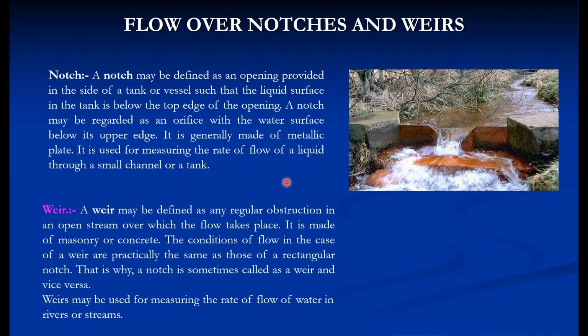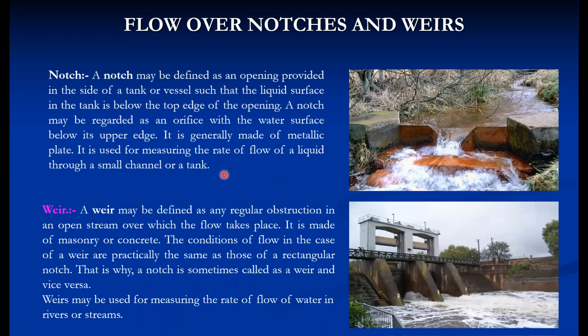Secondly, a weir works on the same principle as a notch, but it may be defined as a rectangular regular obstruction in an open stream over which the flow takes place. It is made up of masonry or concrete. These are provided especially for measuring the discharge. The conditions of flow in the case of a weir are practically the same as that of a rectangular notch. That is why a notch is sometimes called a weir and vice versa.